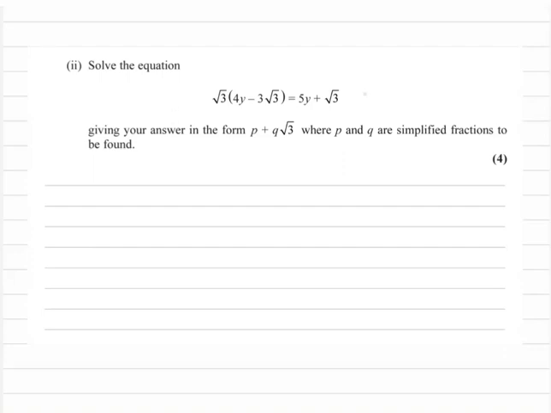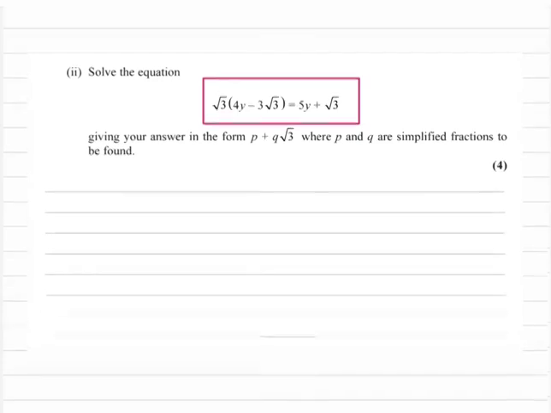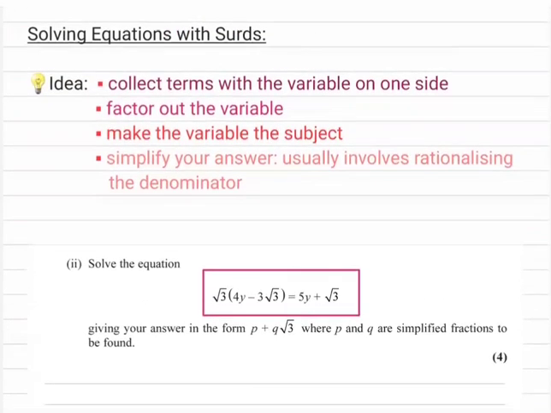Today we are going to be talking about solving equations with surds, equations which involve surds. Ever wondered how you can solve a problem like this? Now I'm going to walk us through the steps of how you can solve an equation when it involves surds. Our steps are right here.